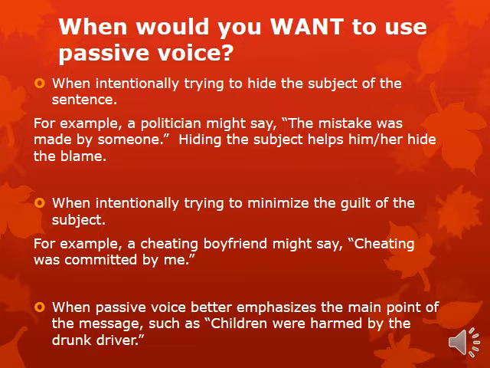Okay? When passive voice better emphasizes the main point of the message, such as children were harmed by the drunk driver. Okay, so here I'm emphasizing the point or the message.